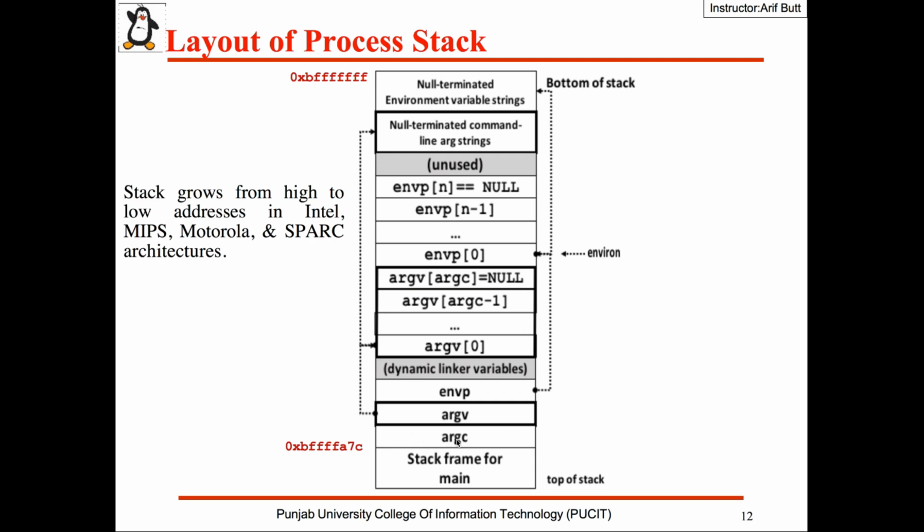Well, this argc is an integer variable containing the number of arguments passed to main. This argv is pointing to argv sub 0, argv sub 1, argv sub 2, and so on to argv sub argc. So this argv points to null terminated strings over here, the command line arguments.